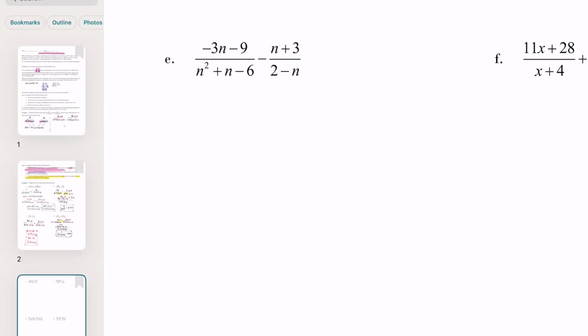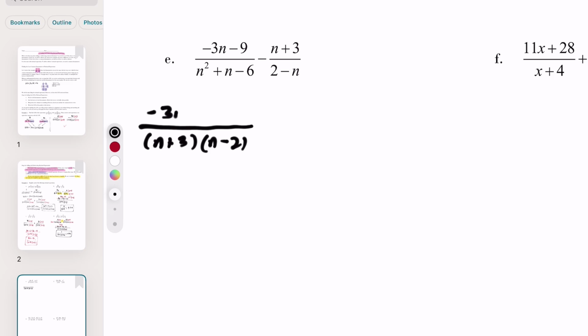All right, letter E. Let's get started. Same process. We're going to try to work a little more efficiently here, trying to give you as much information as you might need. Just factoring these pieces here: n plus 3, n minus 2. I'm tempted to factor that numerator. I'm going to leave it because it looks like I could get some canceling there, but I don't think we have to do that just yet.